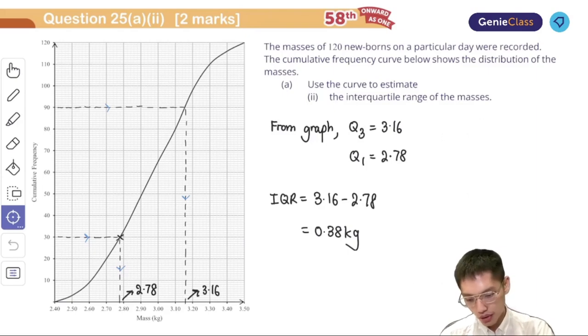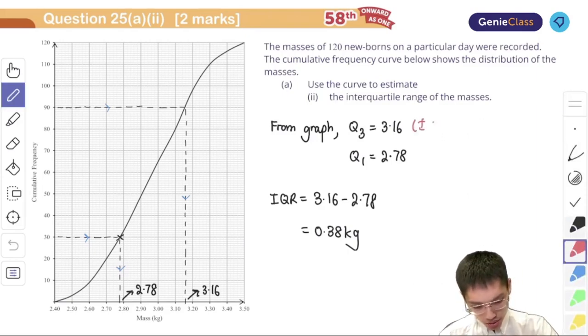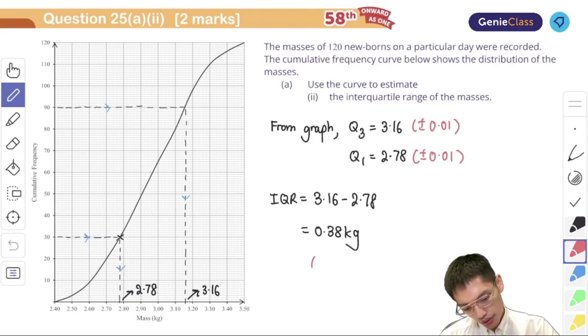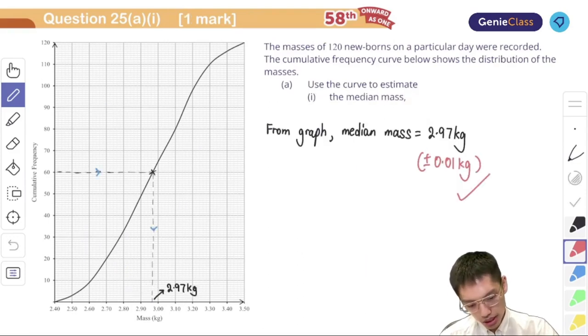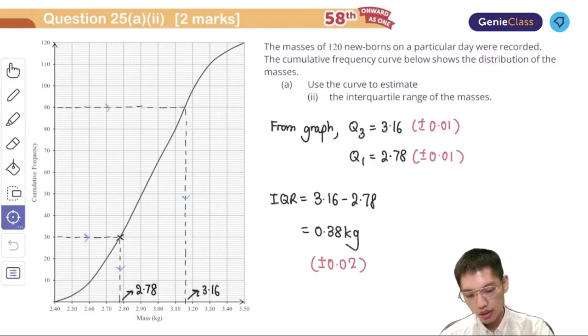Based on these values, the value can deviate plus minus 0.01 because of parallax error, but that's the allowance they can give. So if you subtract, it is plus minus 0.02, so that's one thing to take note of. Similar over here as well, and over here as well. So just take note.